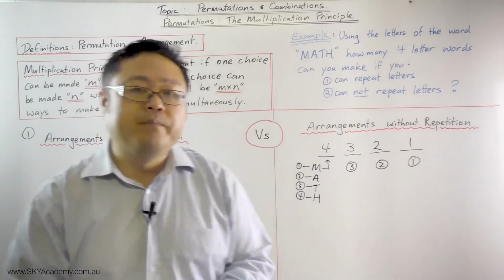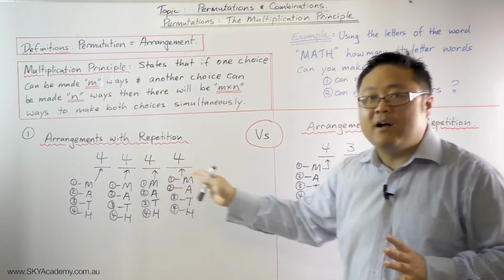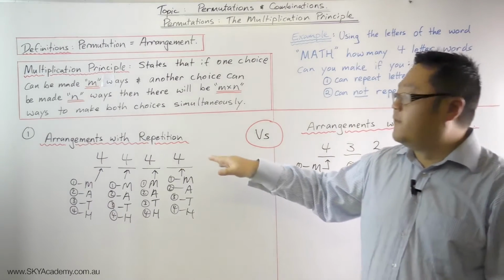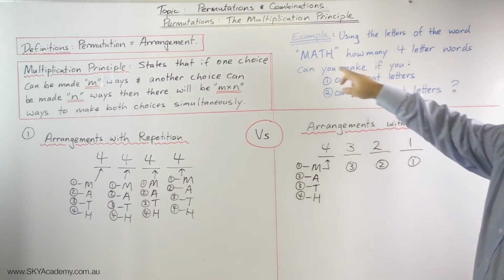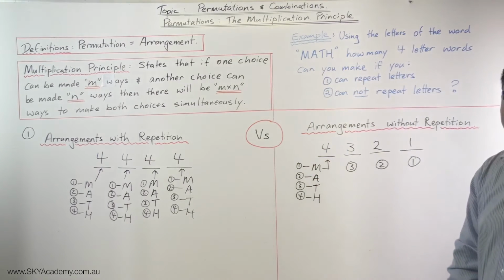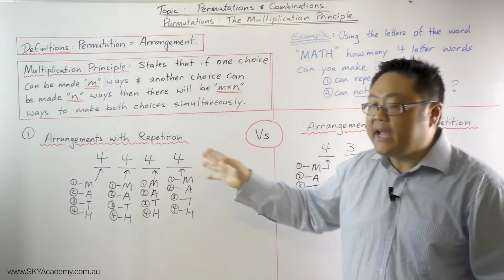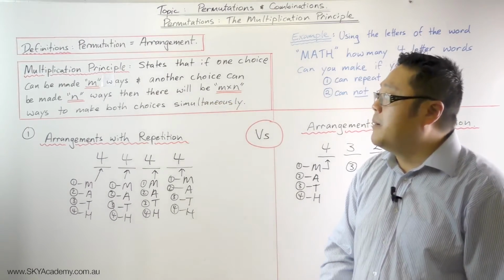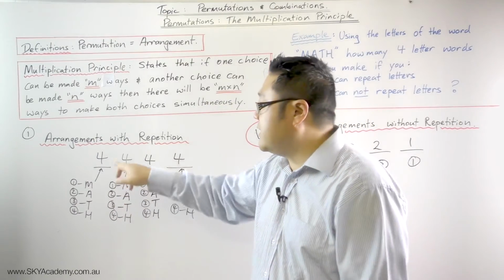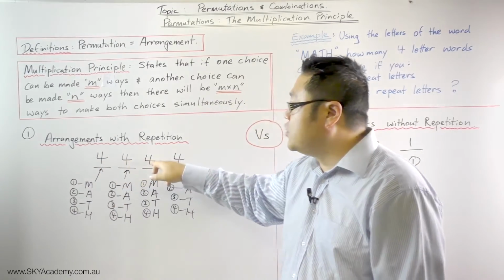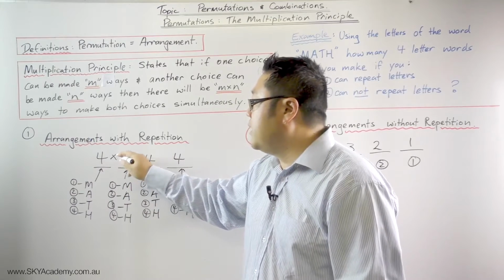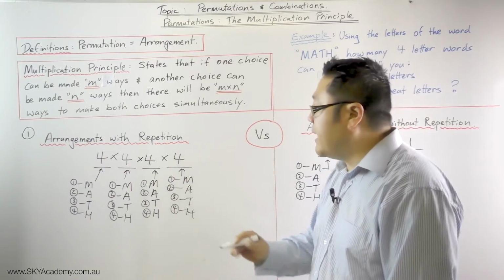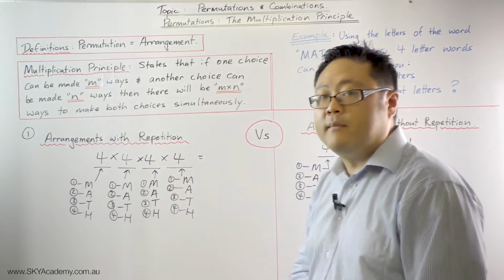Now, how do you work out the number of arrangements there will be for 4-letter words by rearranging the letters in MATH? Where do you go from here? This is where the multiplication principle comes in. The multiplication principle basically says that with each of these 4 choices, you multiply the number of options for each position along the way, and you end up with 4 times 4 times 4 times 4.